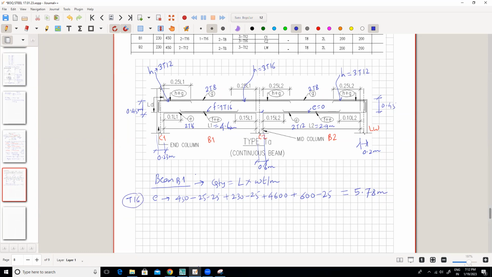Then the curtail bar is your F bar. F bar will be how much? So it is easy. If you know L1, you know that 0.1 L1 from here and 0.15 L1 from here. So that means we will subtract how much? 0.25 L1 from L1. So it will be 0.75 L1, right? Getting this? 0.75 L1. 0.75 into 4600. This is also T16.